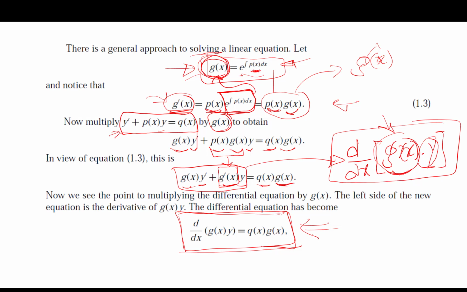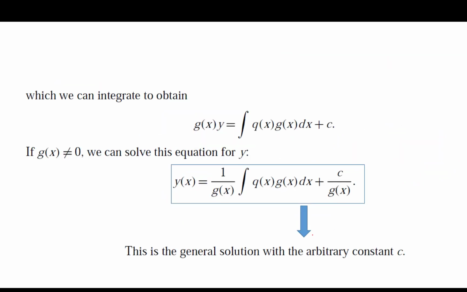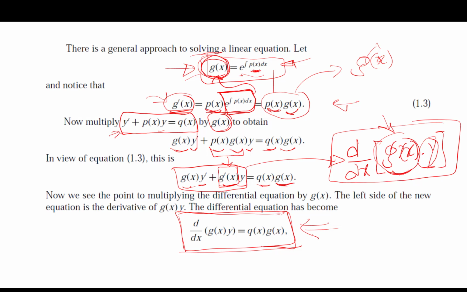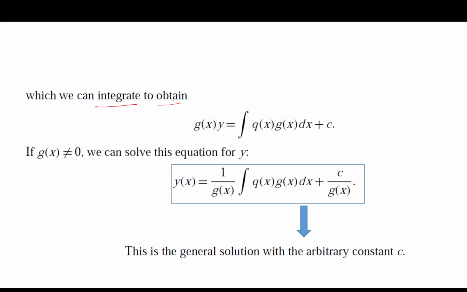Now let's go through the steps to understand the procedure clearly. We start by assuming a function that takes p of x as the power of the integral for the exponential function, and then we multiply this function into the original differential equation. After multiplication, we find that the left-hand side is the derivative of this assumed function, g of x, times the original y. And the right-hand side is q of x, which we already know, times g of x, which we have already assumed. Based on this, we are going to integrate both sides.